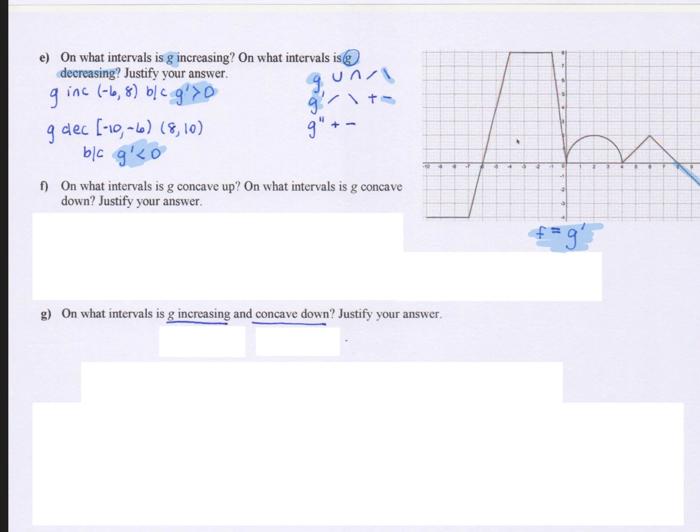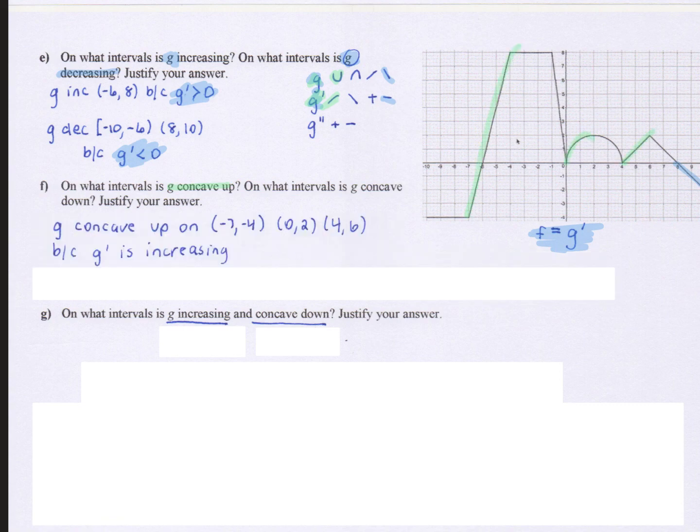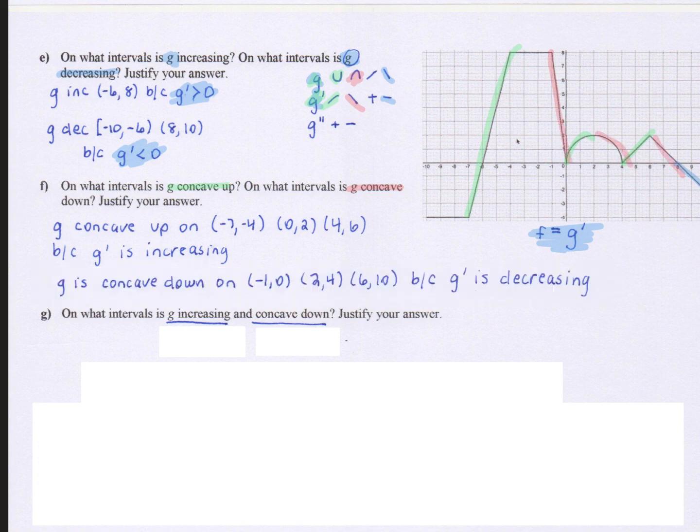Question F is asking where g is concave up. G is concave up where g prime is increasing. And I see this graph is increasing on 3 intervals. And g is concave down where g prime is decreasing. And I have decreasing on 3 intervals as well. So I just list my intervals out, and my reason is because g prime is decreasing. And again, you could call it f if you want to, because you've already established that relationship that f and g prime are one and the same.